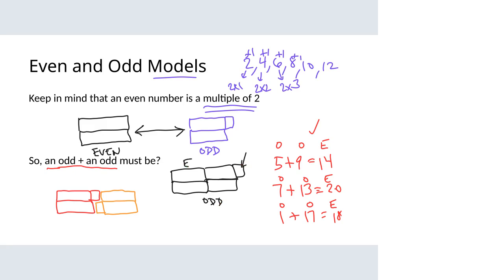So if I have this even and I add it to this odd, what I end up with has this little extra piece right here, and that makes it an odd. And you could try it. An even plus an odd gives you an odd number. It's because you've always got that one extra piece sticking off at the end that's going to make it odd at the end.